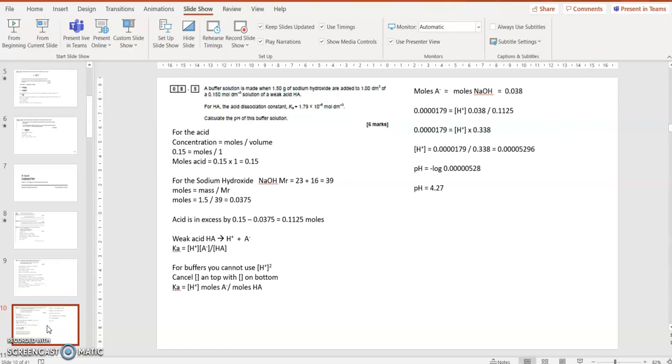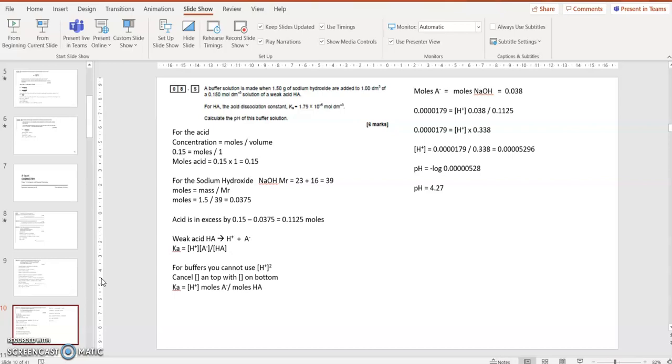0.15 is the concentration. Number of moles divided by, I've got 1 decimetre cubed, easy. 0.15 times 1 is 0.15. So number of moles of a weak acid that I've got is 0.15. Now, I've been given a mass of sodium hydroxide. I know its Mr. I can work it out to be 40. It should be there. Instead of 39, it should say 40.